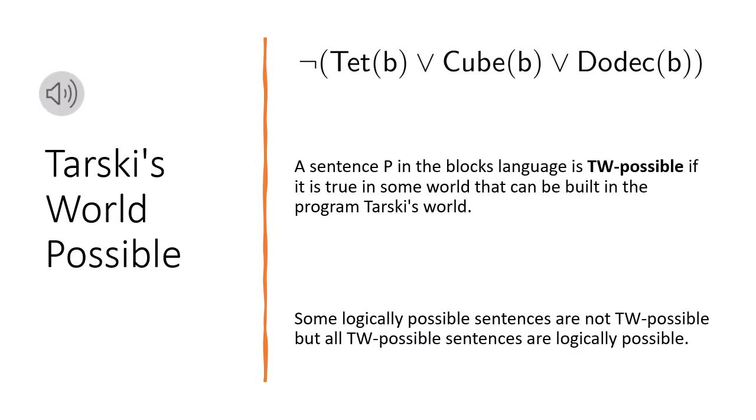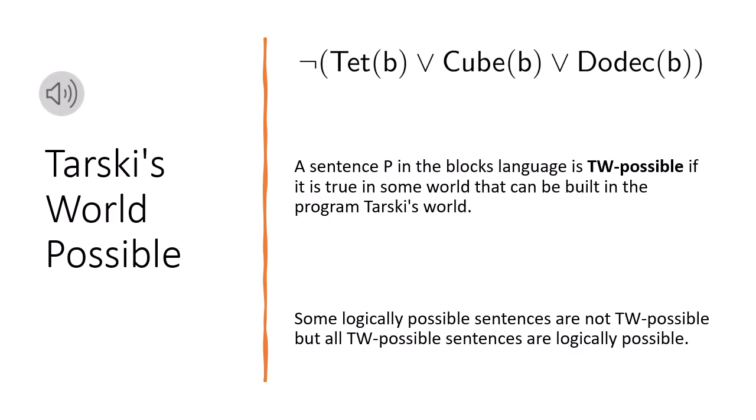So that disjunction must be true in any world that you can construct in Tarski's world. And then the negation, remember, flips the truth value, and therefore that sentence would be false in all possible worlds that you can construct in the program Tarski's world. In other words, it's not TW possible.